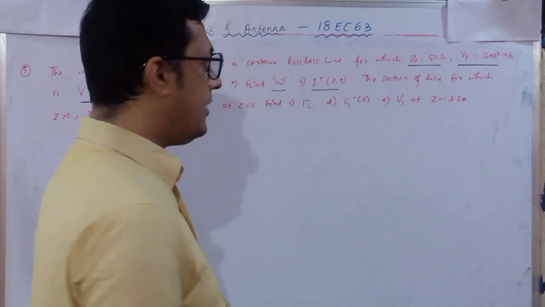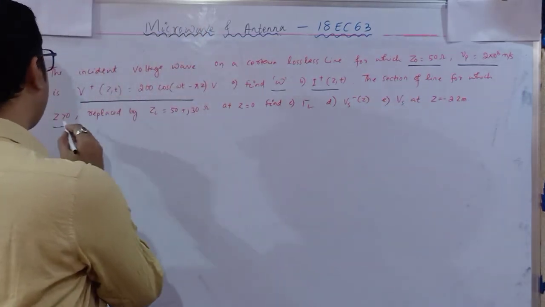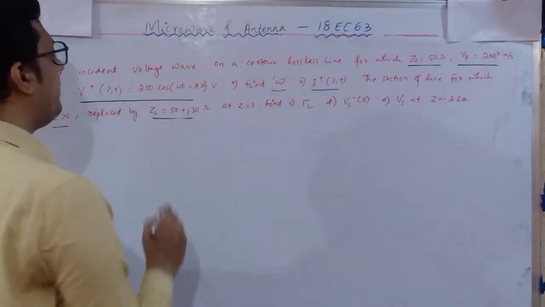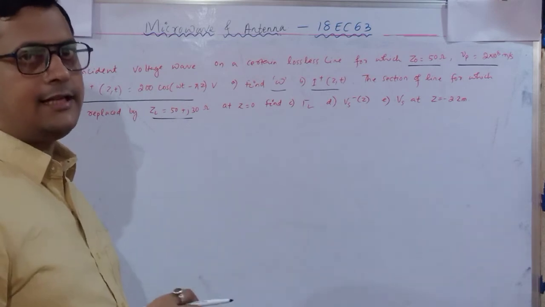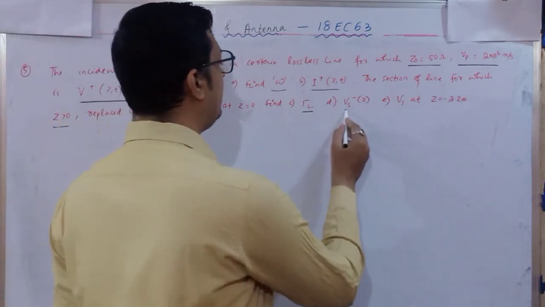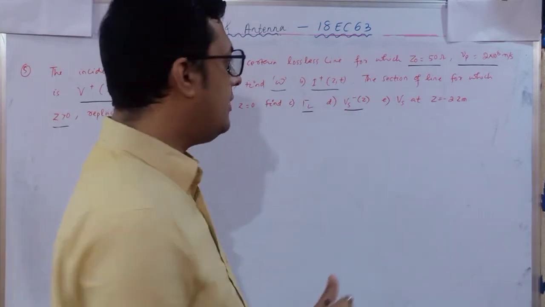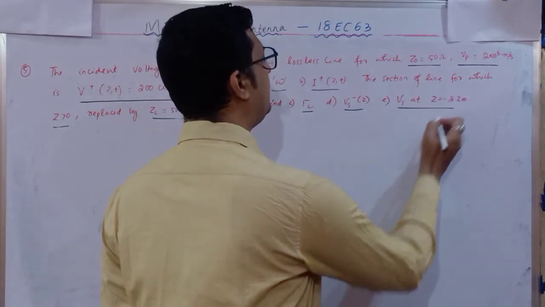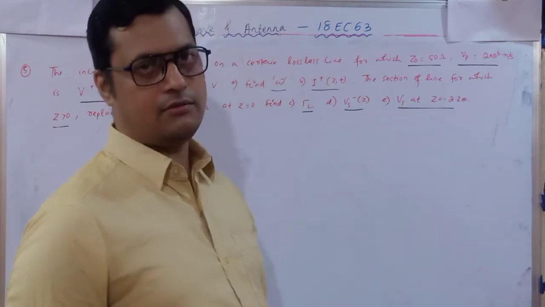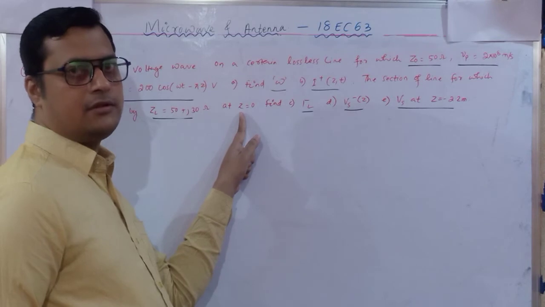Few more questions are left. The section of this line for which z greater than 0 is replaced by ZL equals 50 plus j30 at z equals 0. You have to determine the reflection coefficient, the reflected potential and the Vs at z equals minus 2.2, because the load is present at z equals 0.